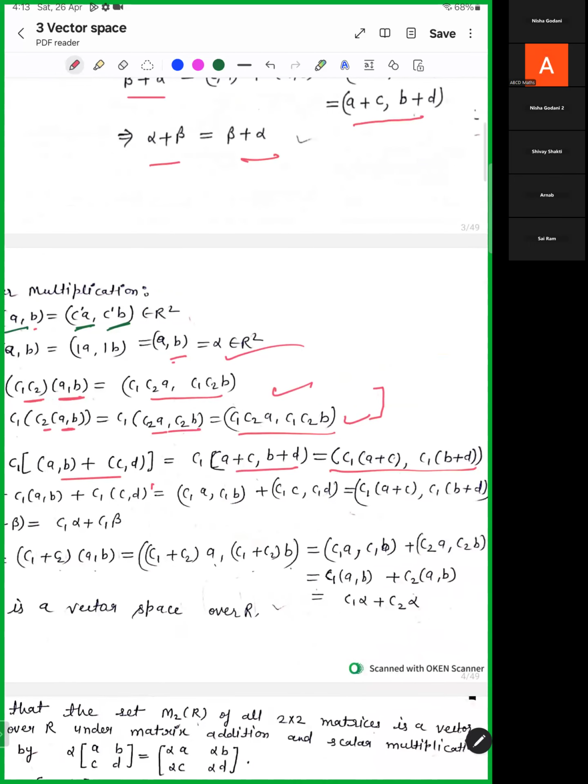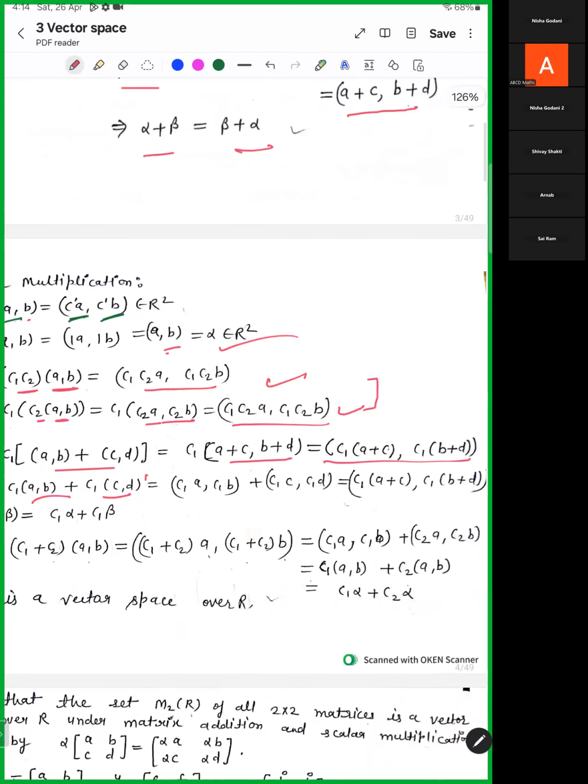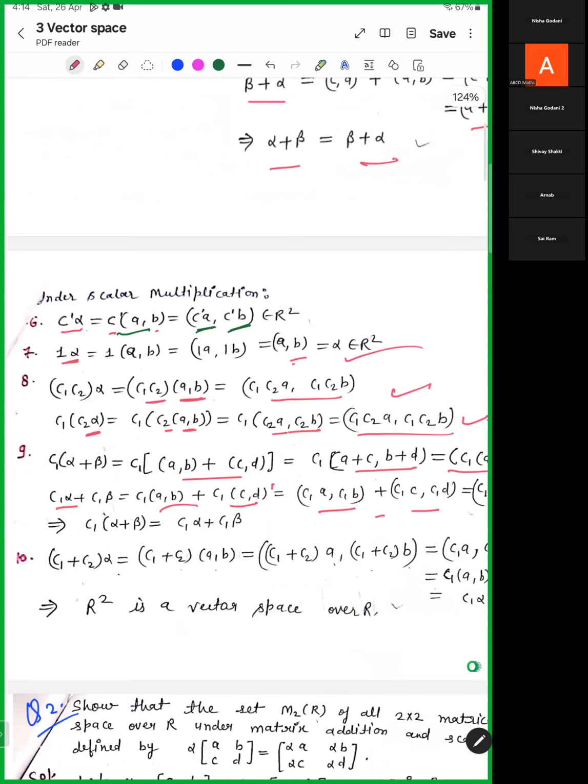Now if you multiply by C1 in alpha and multiply by C1 in beta, like this, so this is C1A comma C1B, then C1C comma C1D, and then you add. So you have this. So both are the same. So this also holds here. Then the last property is all to check.